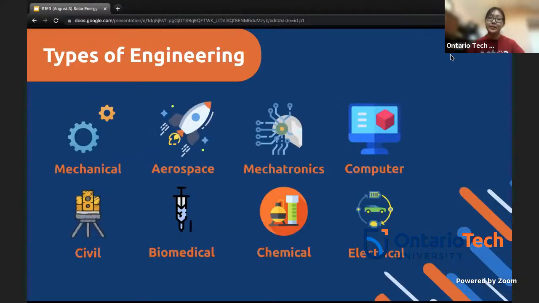Now, I just have a couple examples of them on the screen right here. First, we have mechanical, aerospace, mechatronics, computer, civil, biomedical, chemical, and electrical. So these are just a couple of the different types of engineering, and they're all quite different, and they solve different engineering problems, which is why we need so many different fields.